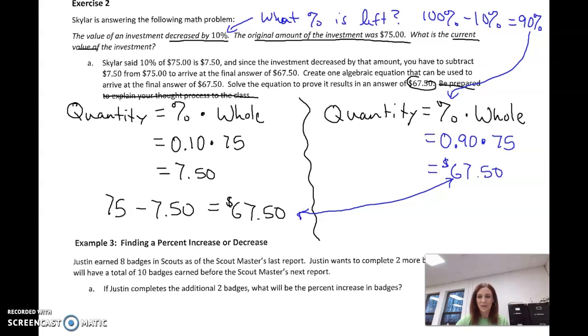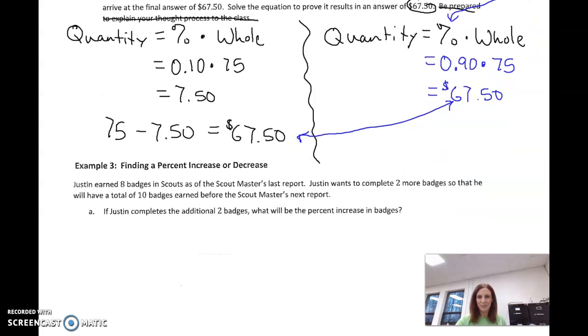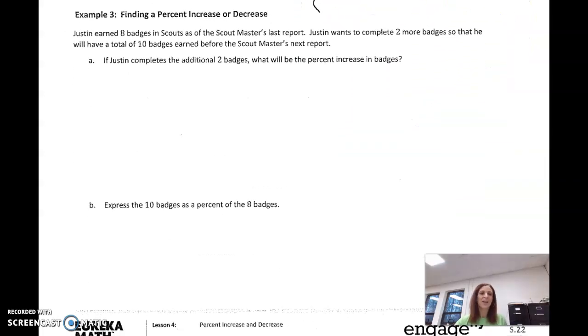Okay? So we've got to start thinking of what percents mean, right? If it's decreasing by 10%, that means there's 90% left. You get the same answer either way. So you can go with what makes sense to you. Okay? I think one more example. Justin earned 8 badges in Scouts as of the Scoutmaster's last report. He wants to complete 2 more. So he'll have a total of 10. So if he completes the additional 2 badges, what will be the percent increase?